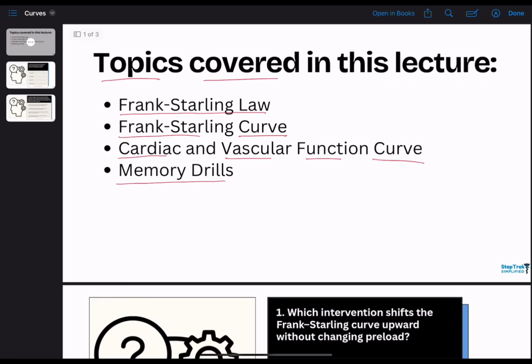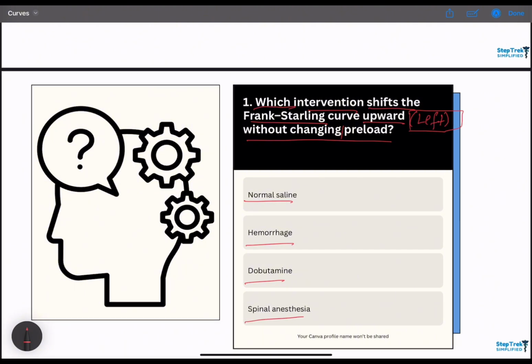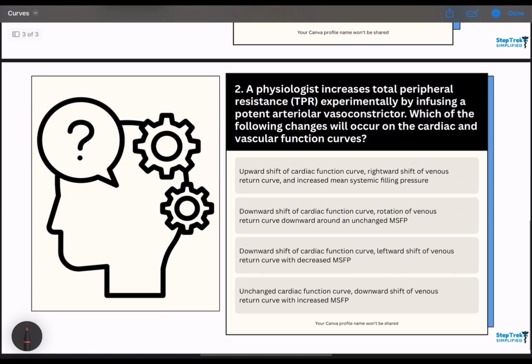Now let's go through some memory drills. Number 1. Which intervention shifts the Frank-Starling curve upward without changing preload? So what leads to the shift of the cardiac function curve? Is it normal saline, hemorrhage, dobutamine, or spinal anesthesia? Pause the video to think about it, and the correct answer is dobutamine, which is a positive inotrope.